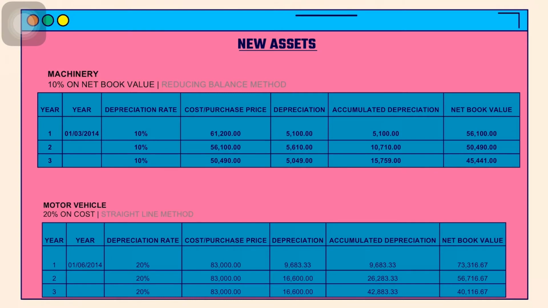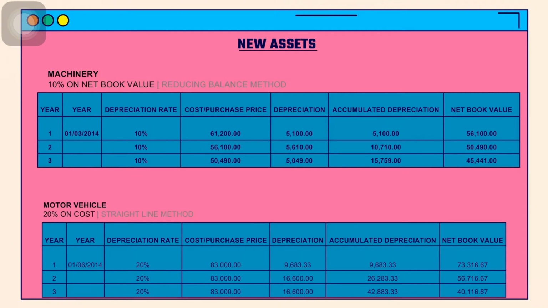First, to get depreciation, you have to calculate 10% times 61,200 times 10 months per 12 months. Why we multiply by 10 months per 12 months is because the date of purchase is 1st March 2014. Next, the depreciation is 10% times the previous net book value, which is 56,100, and you will get 5,610 for the depreciation, and so on.